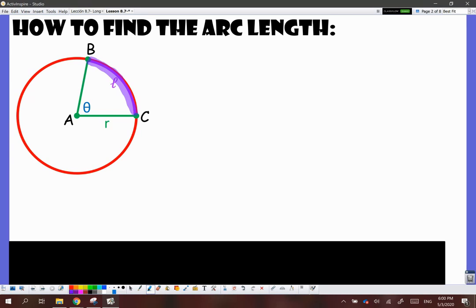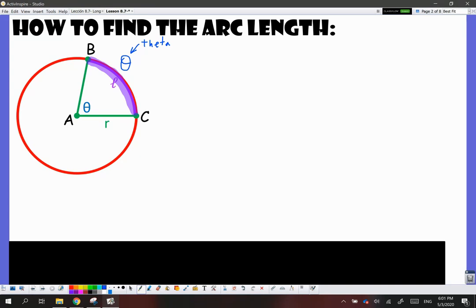Up to this point, we've been measuring our arcs in degrees, just like we measured the angles. And we remember that the central angle and the arc have the exact same measure. So if the measure of our central angle here is theta, then the measure of the arc is also theta. And remember that theta is just like x, it just means an angle measure that we don't know yet.